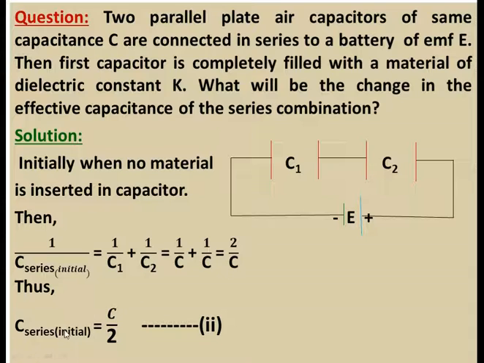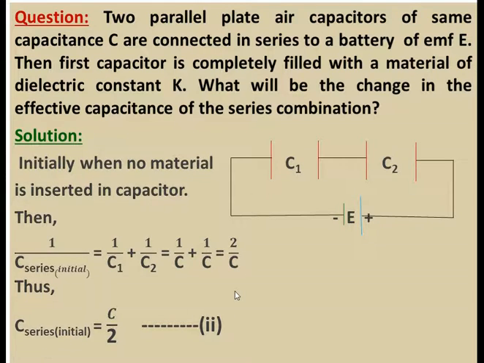So this is the net capacitance when there was no dielectric medium. So this is our net capacitance of the combination or this whole system when there was no dielectric medium.